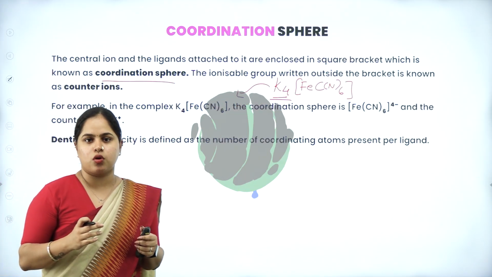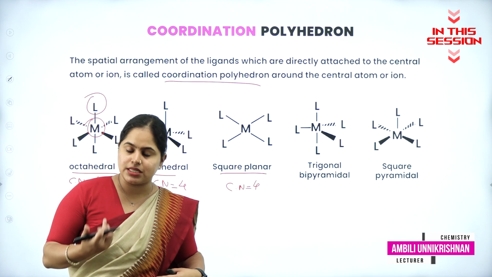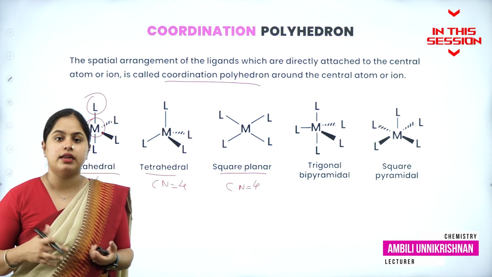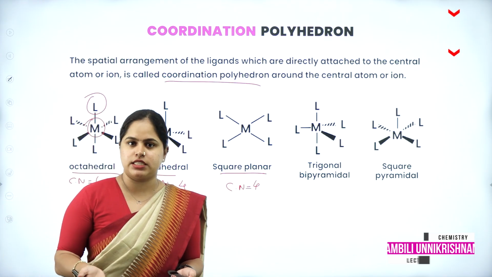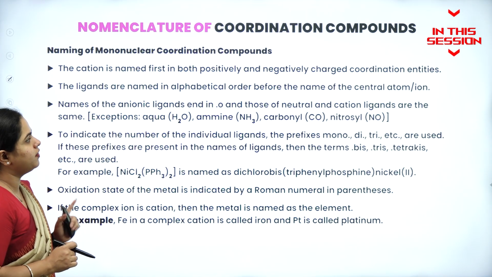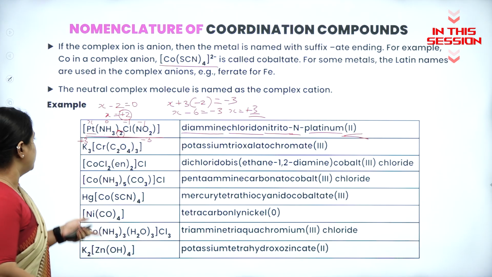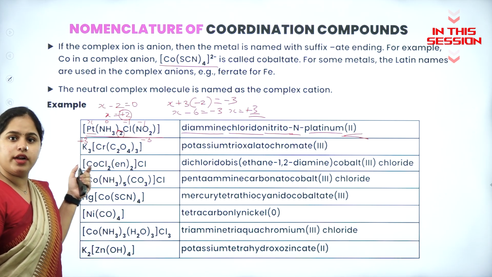Whatever is enclosed in the square bracket, it is called as the coordination sphere. Even though the coordination number is same, how two different geometries are there? It is because of the different hybridization. The cation is named first in both positively and negatively charged coordination entities. Whichever is the cationic part, that is the one which has to be named first. So here, which is cationic? The counter ion is cationic.